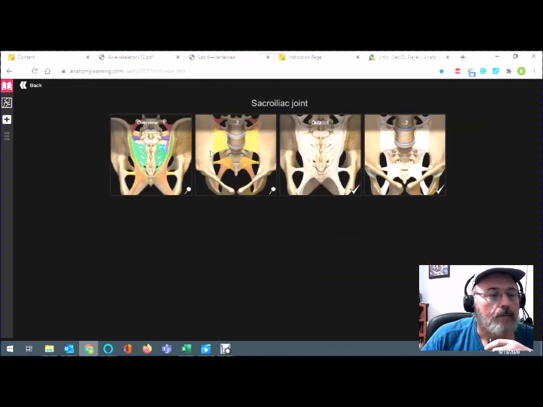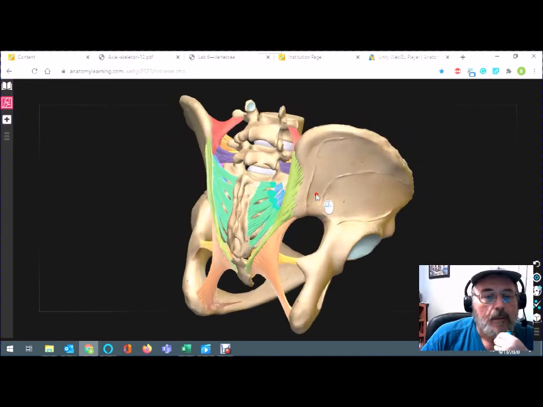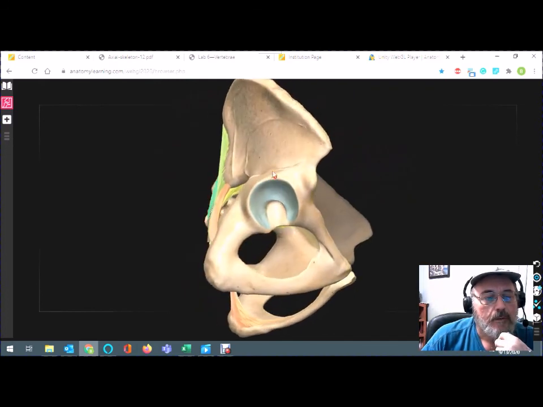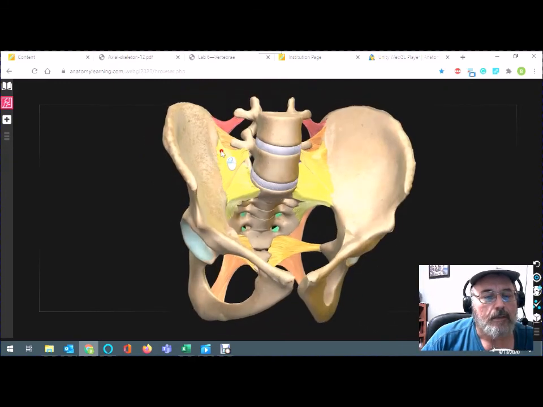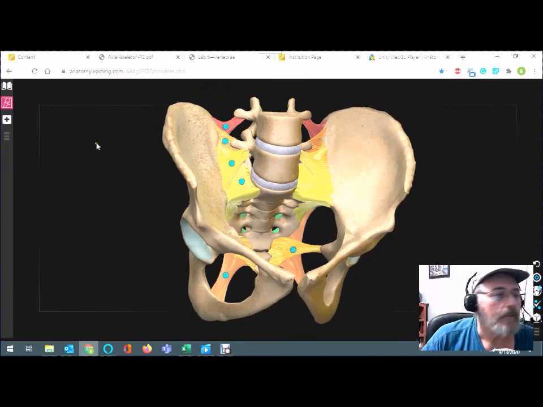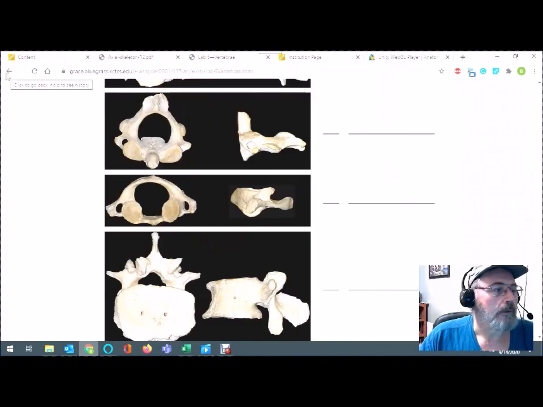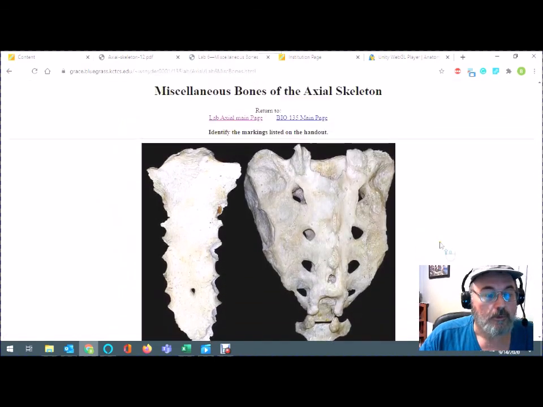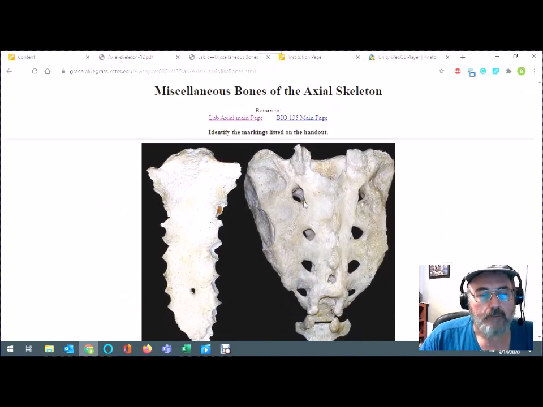And the sacrum attaches to the ilium, which is this portion of this big bone called the coxal bone, and it's a combination of the sacrum and those coxal bones that end up making the pelvis. A better place to look at that is probably going to be in the virtual lab. Again, we go back here. The miscellaneous bones on the virtual lab, we have a view of the sternum again, and we have the sacrum.